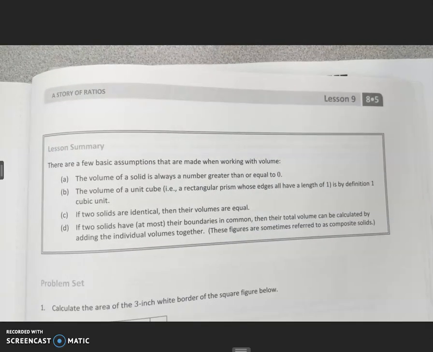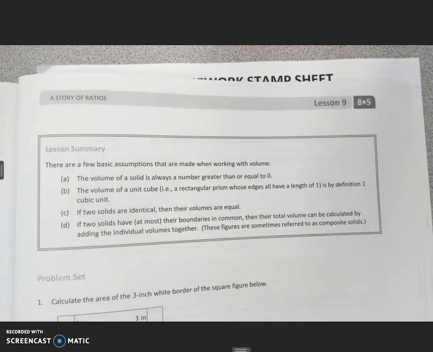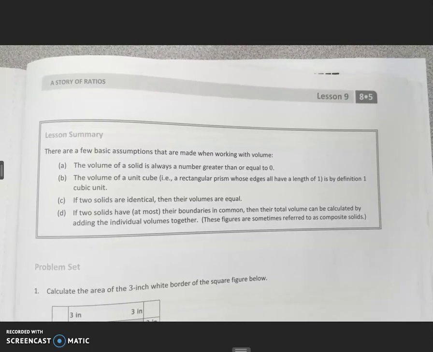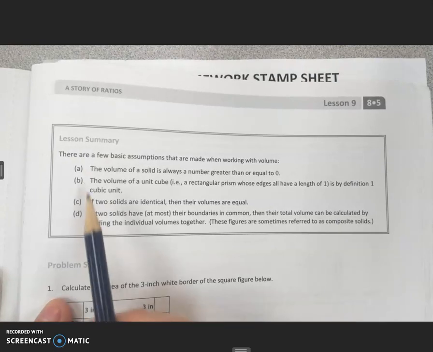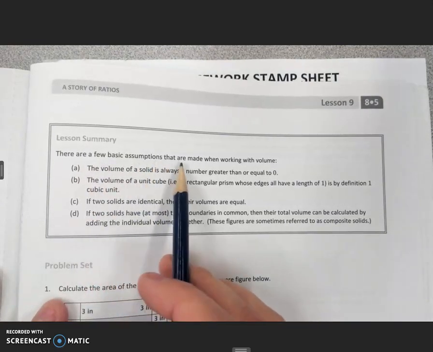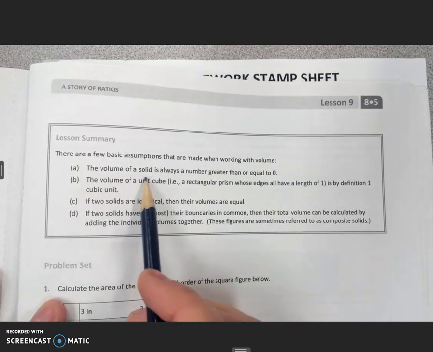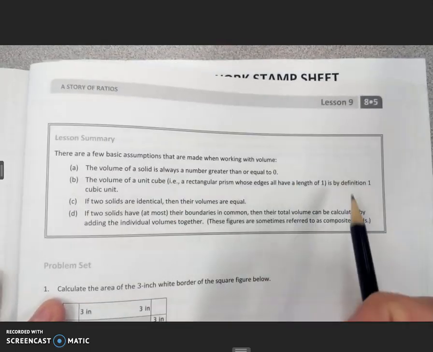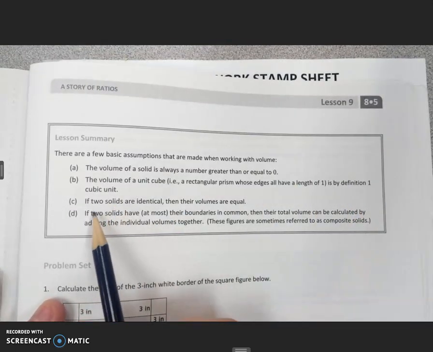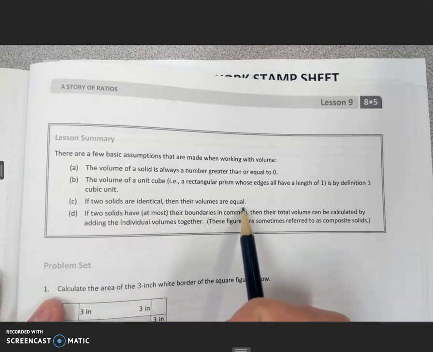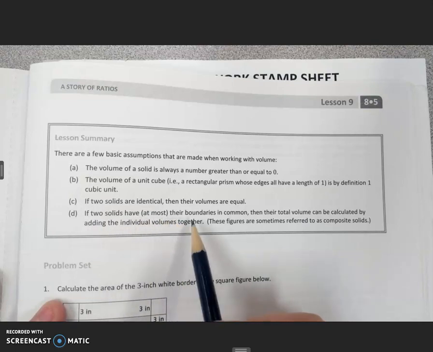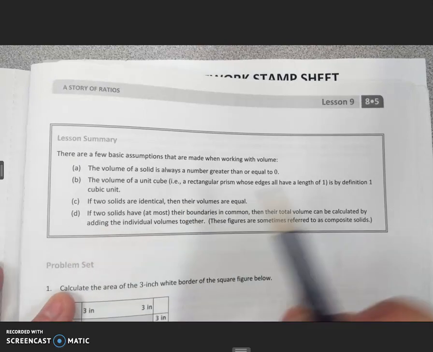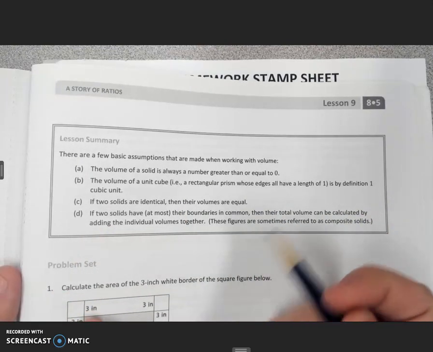Okay, let's take a look at the homework. So I'm on page 71, S71 of Module 5. I'm going to read through the lesson summary and talk about things that are important. There are a few basic assumptions that are made when working with volume. The volume of a solid is always a number greater than or equal to 0. The volume of a unit cube is by definition 1 cubic unit. If two solids are identical, then their volumes are equal. If two solids have, at most, their boundaries in common, then their total volume can be calculated by adding the individual volumes together. Okay, so what I want you to really focus on right now is this first one.